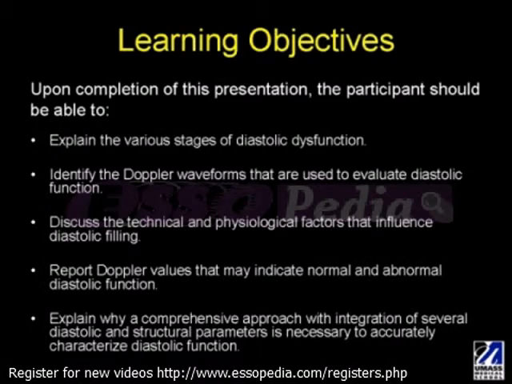Upon completion of this presentation, the participants should be able to explain the various stages of diastolic dysfunction, identify the Doppler waveforms that are used to evaluate diastolic function, discuss the technical and physiological factors that influence diastolic filling, report diastolic values and Doppler values that may indicate normal and abnormal diastolic function, and lastly, explain why a comprehensive approach with integration of several diastolic and structural parameters is necessary to accurately characterize diastolic function.